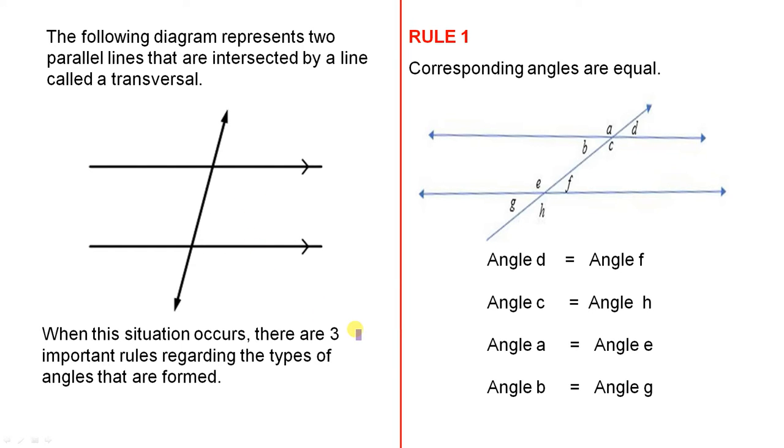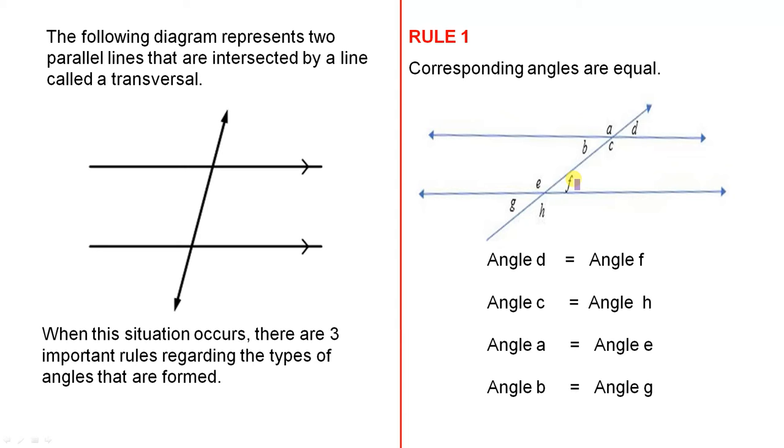When this situation occurs, there are three important rules regarding the types of angles that are formed. Rule 1 is that corresponding angles are equal. Let's see what that means. Notice, in this diagram here, we have these four angles here, and then we have those four angles there. See the similarity? That part of the diagram where the straight lines occur looks exactly the same as this part. So from that we have that angle D equals angle F.